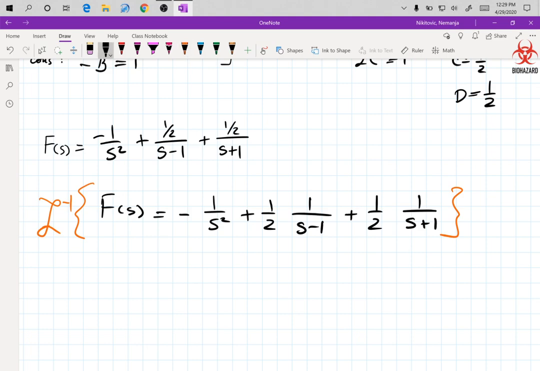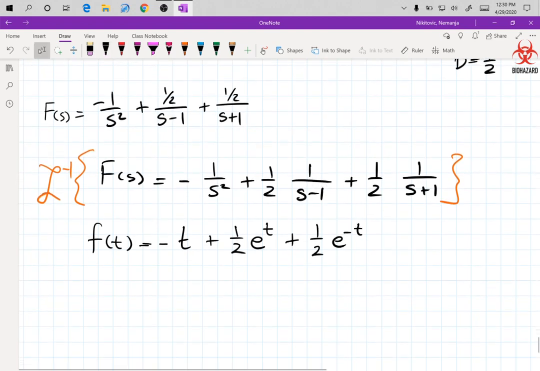So what do I have? This is going to become f of t or x of t or y of t, whatever is in the problem. Then I have negative, and now 1 over s squared is just a t, plus 1/2 e to the t, plus 1/2 e to the negative t. And you are already done.